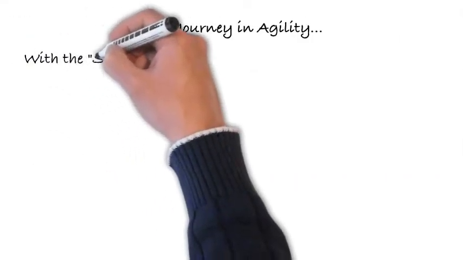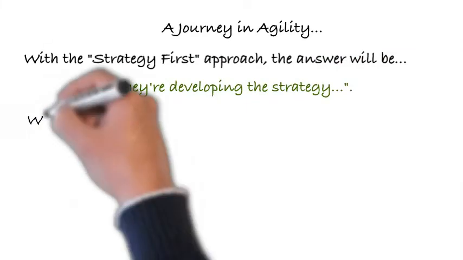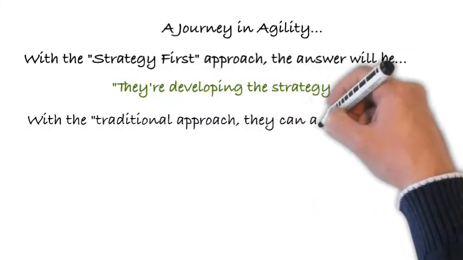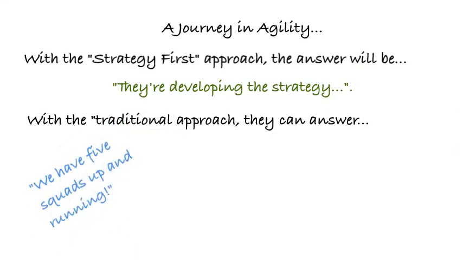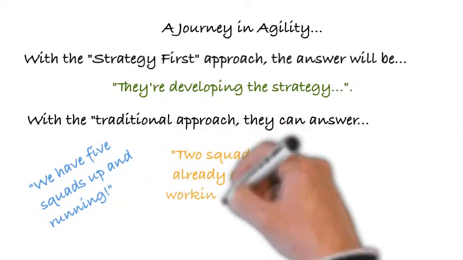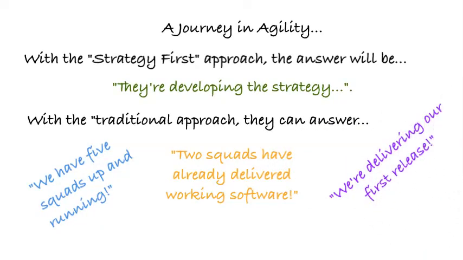During that time, with the strategy first approach, the answer is going to be, well, they're developing the strategy. With the traditional approach, they can answer, we have 5 squads up and running, or 2 squads have already delivered working software, or we're delivering our first release. Which answer would you rather give?